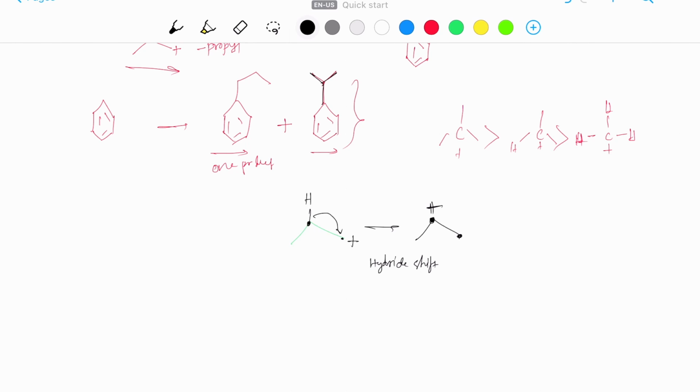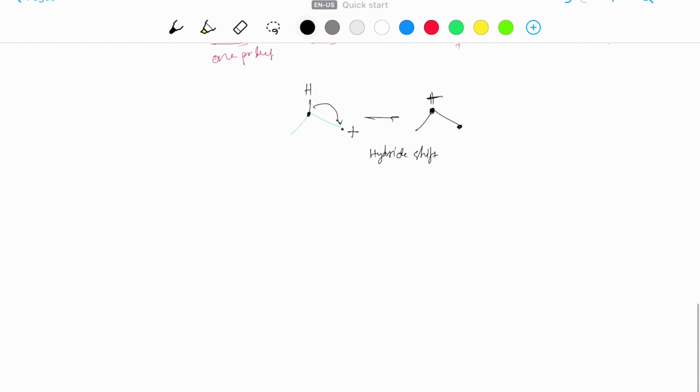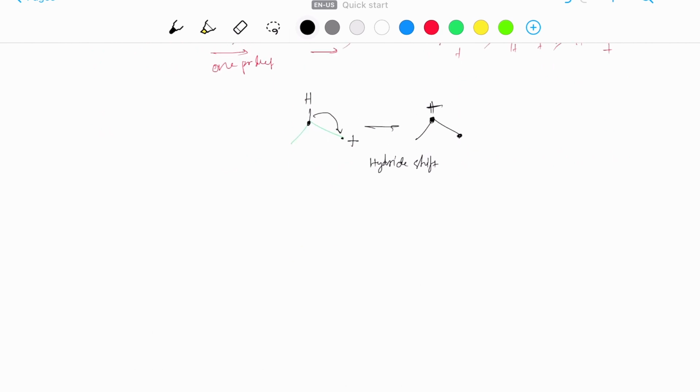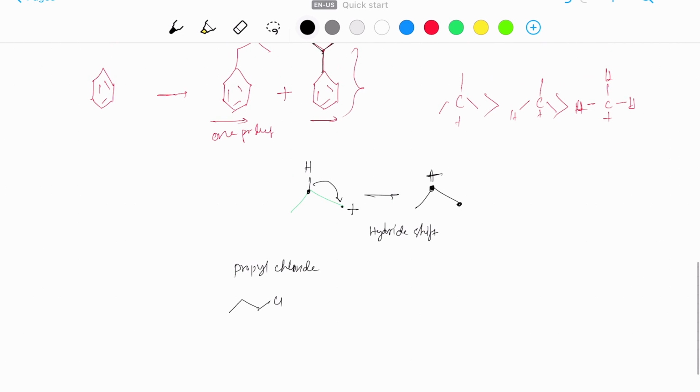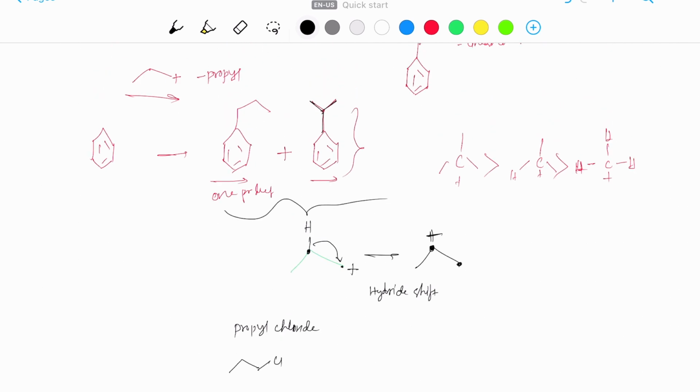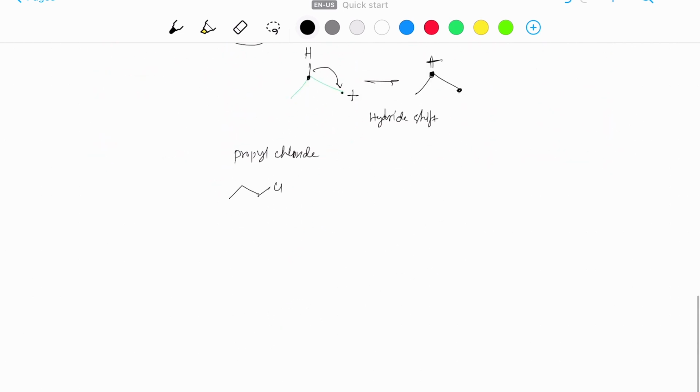Now let's say that we have propyl chloride. Let's say we have this propyl chloride here. So this is propyl chloride, and if you react this with benzene, you'll form two different products like this. And now let's say that we add an acyl group to it.